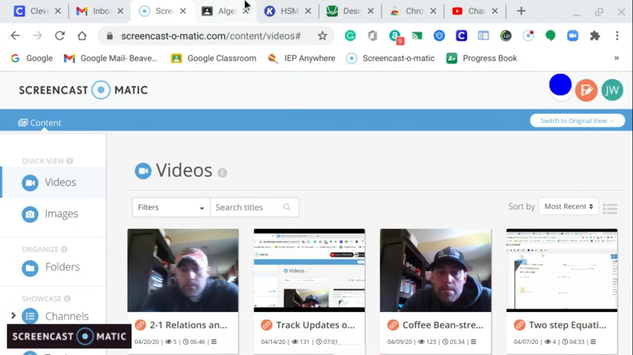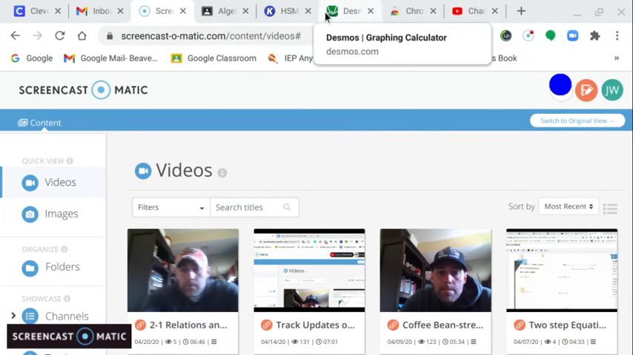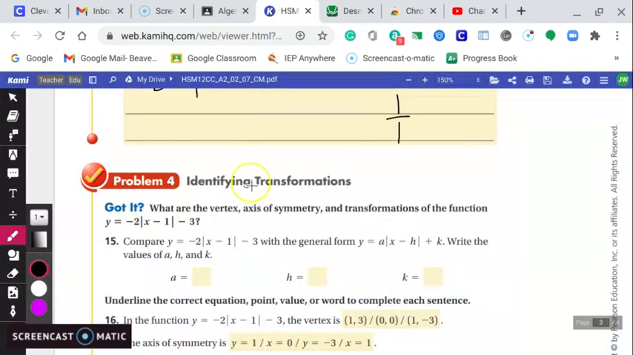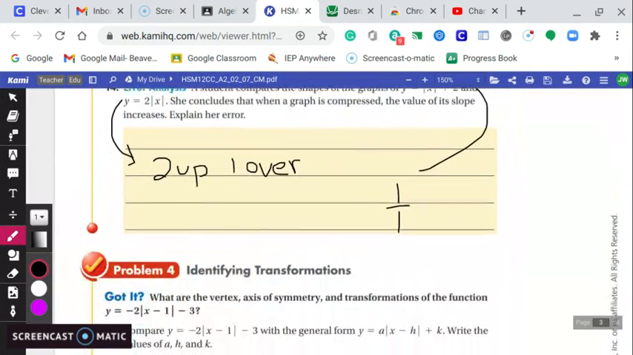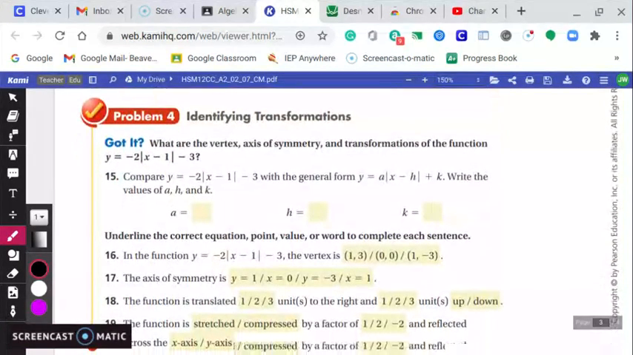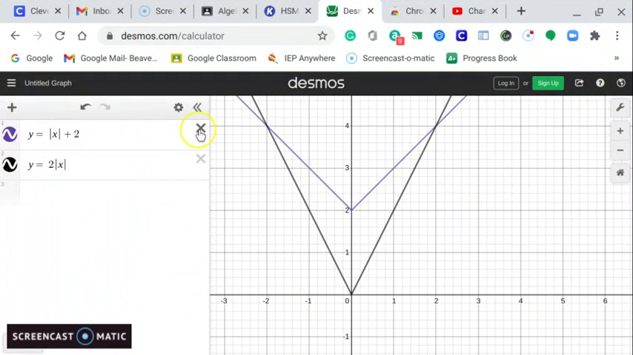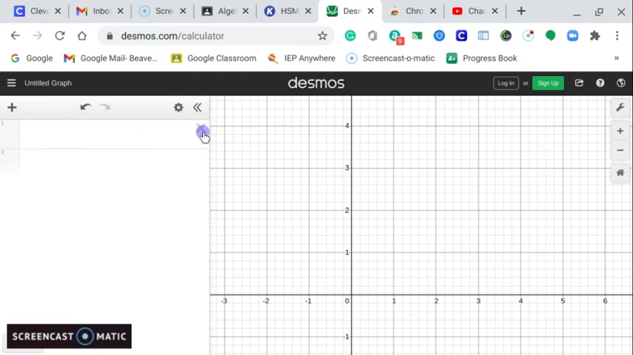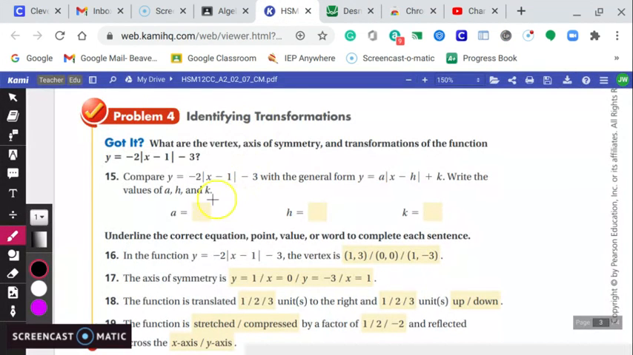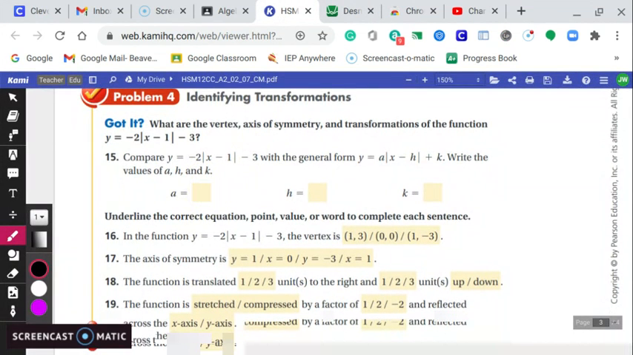So let's show you again what we're doing here. We just finished that part. Now we're on problem 4, identifying transformations. We have Desmos going for you also. You can see how the parent function can be transformed up 2 units with a wider compression. Let's get rid of those. Let's go back to here and see what it looks like with problem 4.